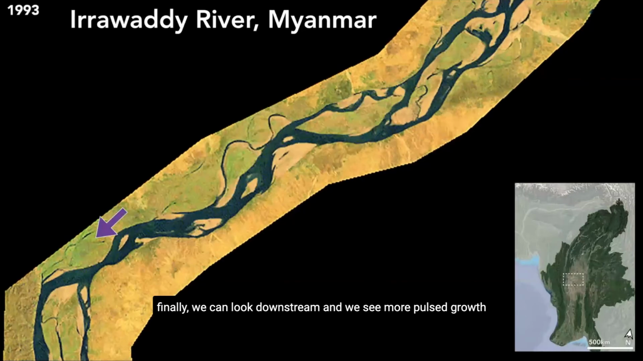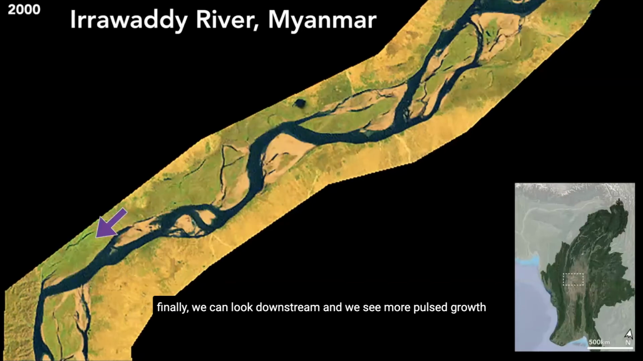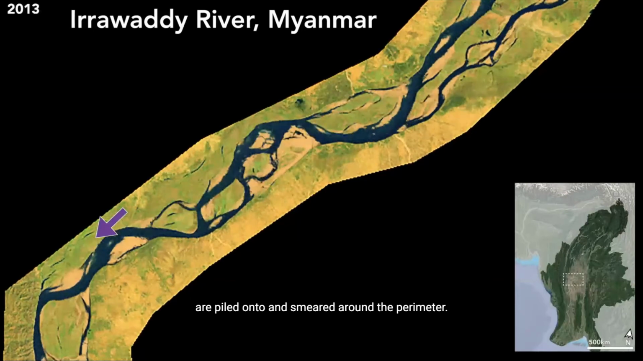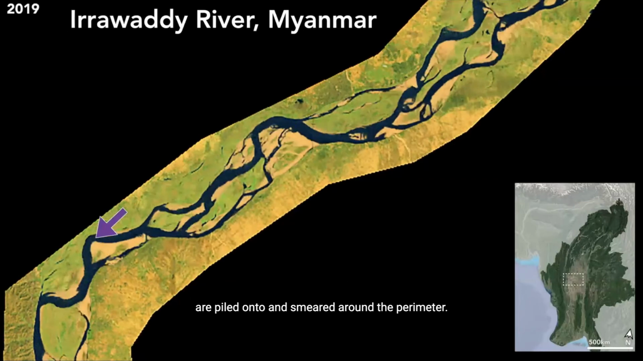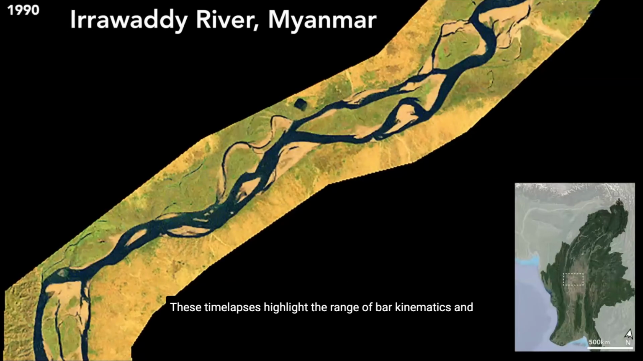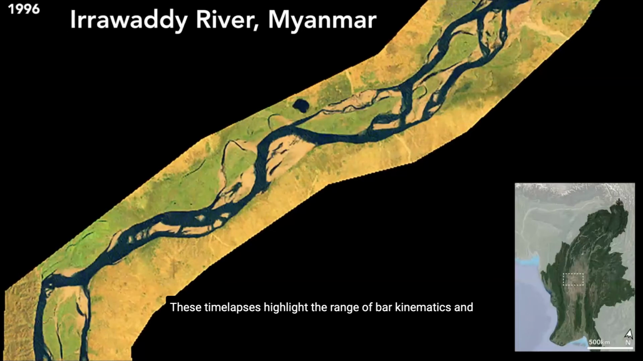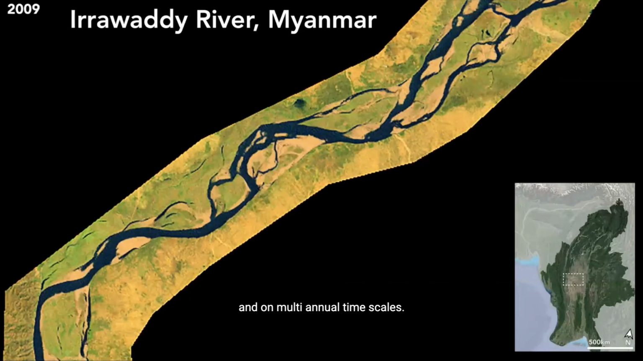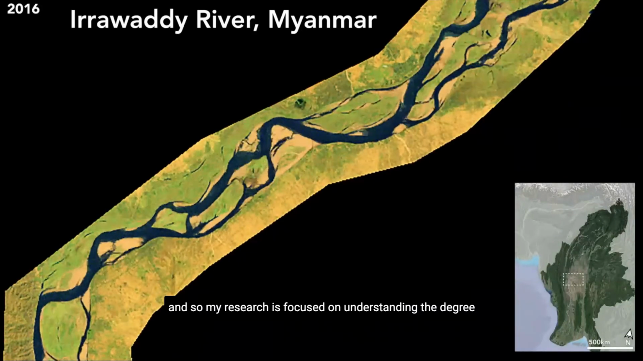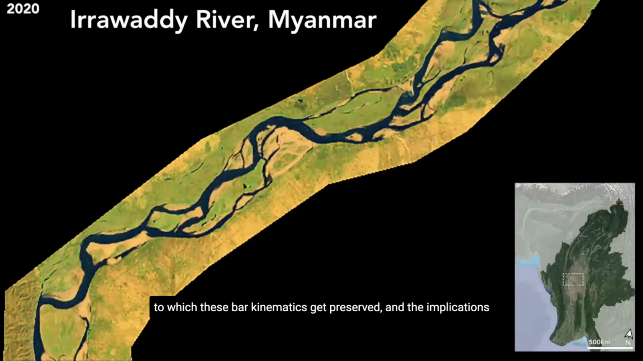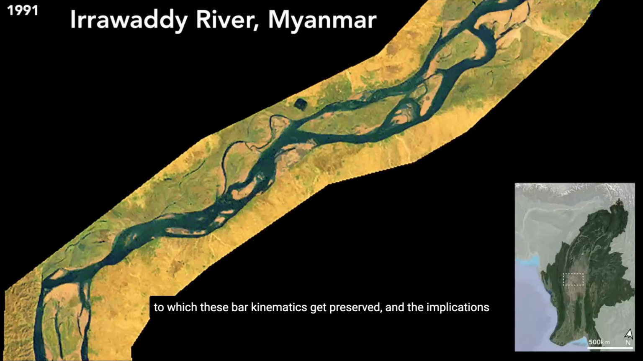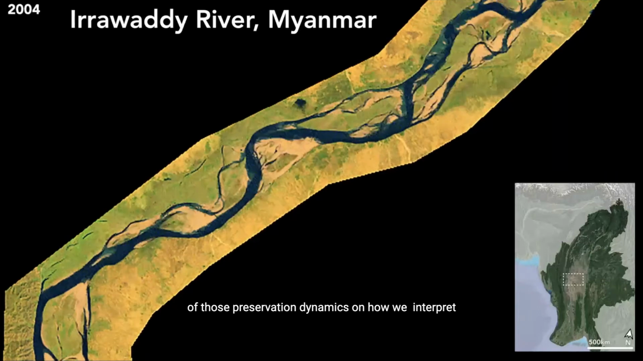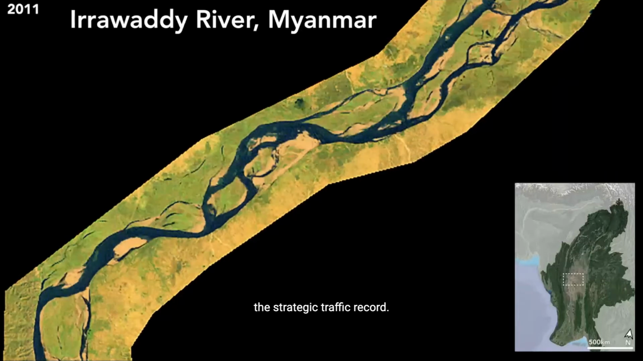And then finally, we can look downstream and we see more pulse growth of this bar, which accretes as other sediment packages are sort of piled onto it and smeared around the perimeter of the bar. These time lapses highlight the range of bar kinematics and channel dynamics that occur in relatively small spatial scales and on multi annual timescales. And so my research is focused on understanding the degree to which these bar kinematics get preserved and the implications of these preservation dynamics on how we would interpret the stratigraphic record.